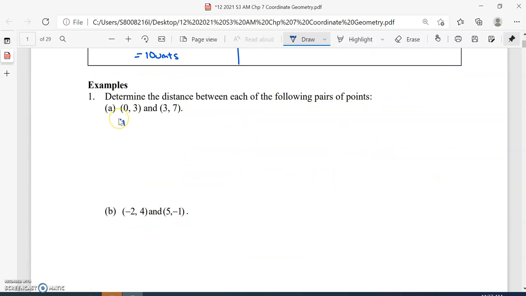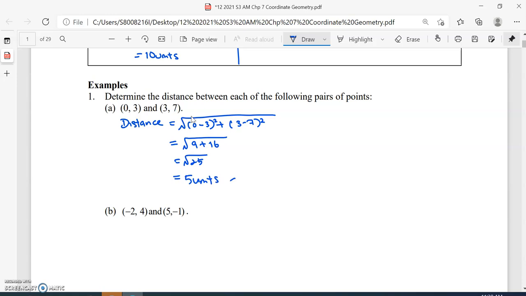We are asked to determine the distance. So I will take out my formula, 0 minus 3 squared plus 3 minus 7 squared. This will give me 9 plus 16 to give me square root 25 to give me 5 units for the first line. All right, determining this is set 1, this is set 2.